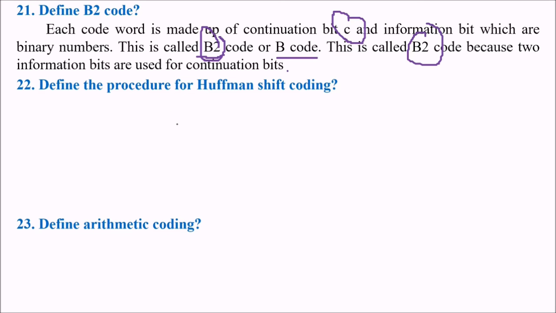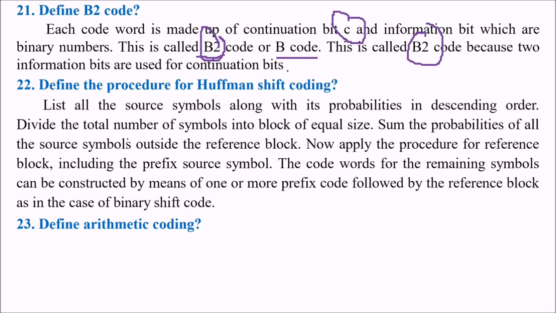Define the procedure for Huffman shift coding. We list all the source symbols along with their probabilities in descending order. We divide the total number of symbols into blocks of equal size first. Then we sum the probabilities of all the source symbols outside the reference block. And then we apply the procedure for the reference block, including the prefix source symbol. The code words for the remaining symbols can be constructed by means of one or more prefix codes followed by the reference block, as in the case of binary shift code.